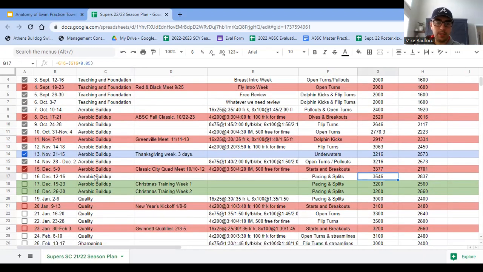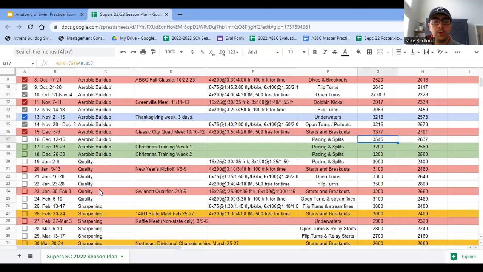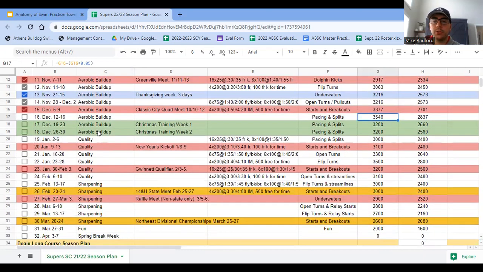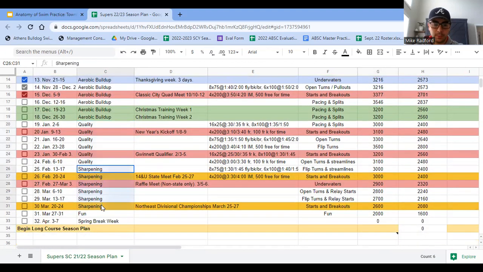After this, we'll continue our aerobic building into the next 2 weeks, which will actually be our Christmas training schedule. And once we come back from Christmas training, then it's the quality phase for 6 weeks. We finish there with the sharpening phase for 6 weeks. You can see over here on the side that the yardage gets lower and lower until right before divisionals. And this is when I want my athletes hitting their peak performance, at this divisionals meet.